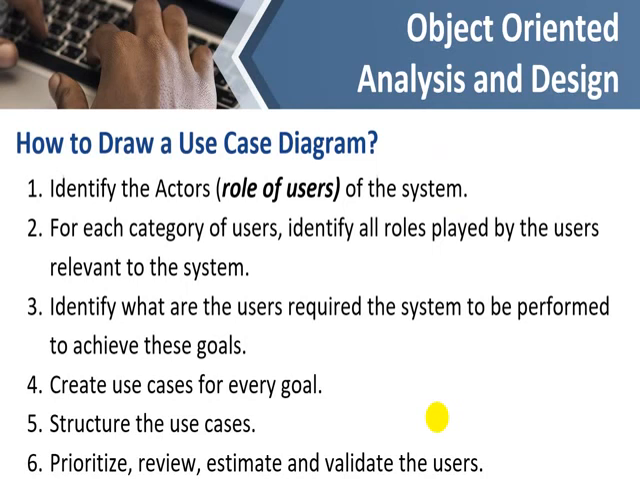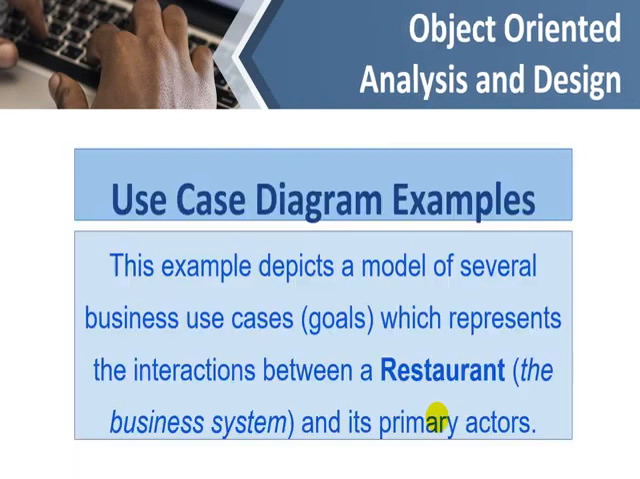Identify the actors. For each category of users, identify all roles played by the users. Identify what the users require the system to perform to achieve these goals. Number four, create use cases for every goal. Number five, structure the use cases. And then number six, prioritize, review, estimate, and validate the use cases.